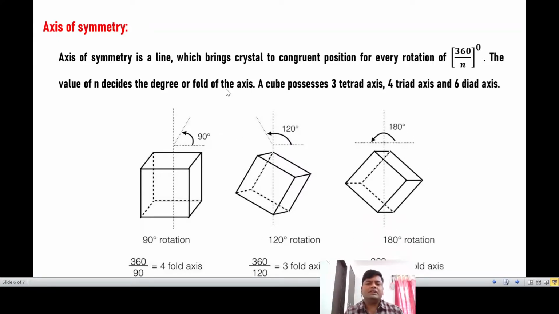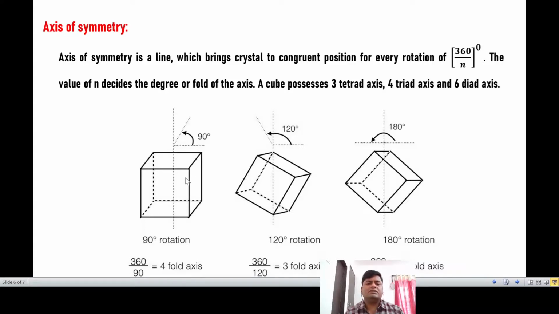So basically, the fold of the axis tells us the number of times we can rotate the crystal so that it comes to its identical situation or congruent position, or its previous state. That is about the fold axis.